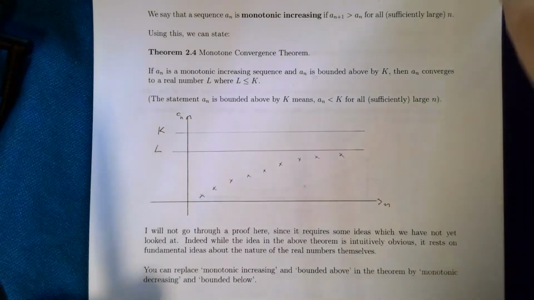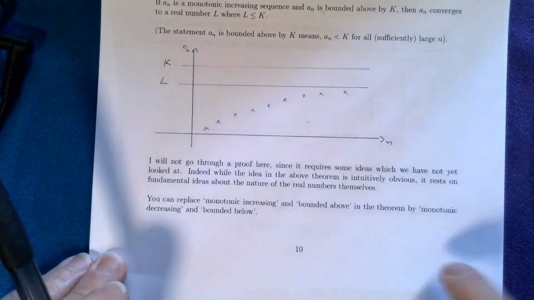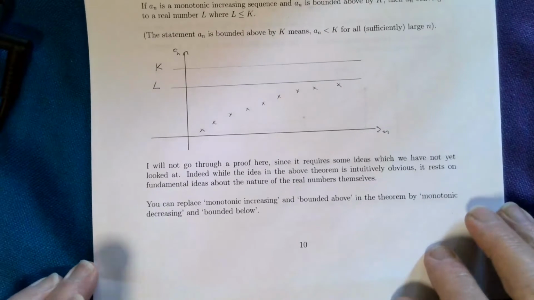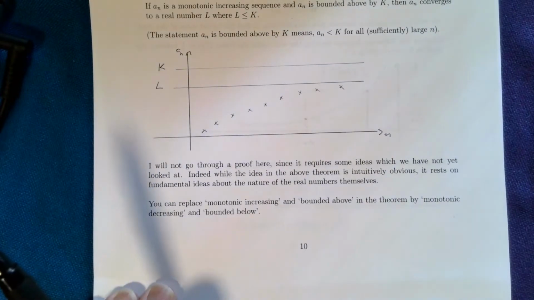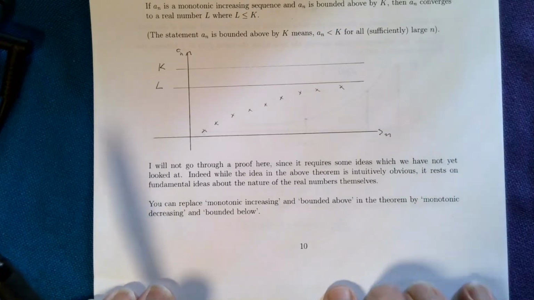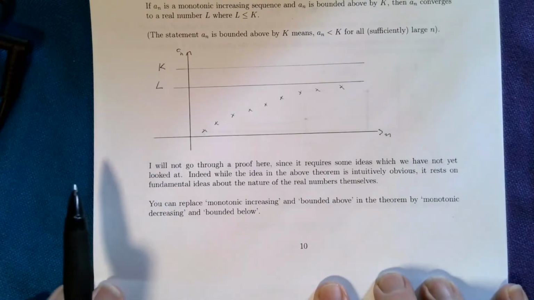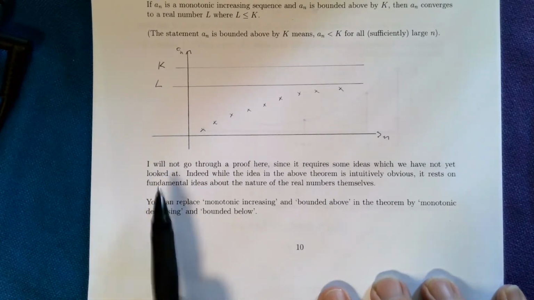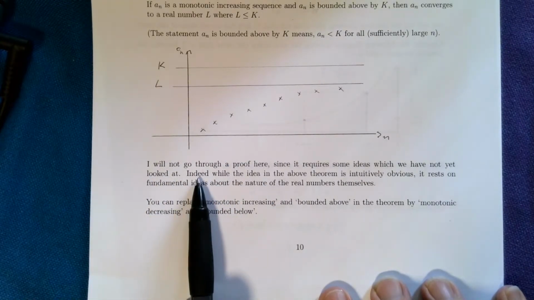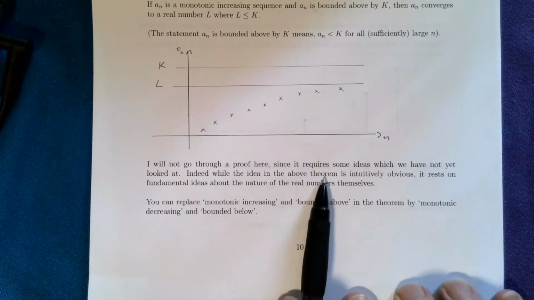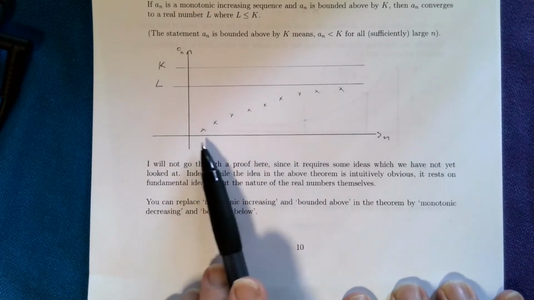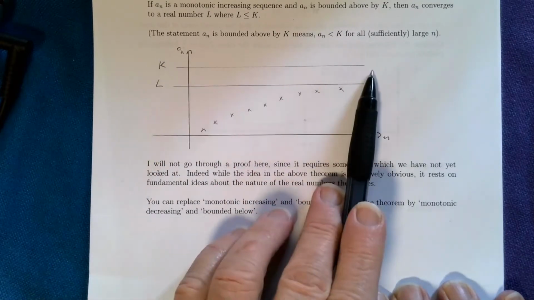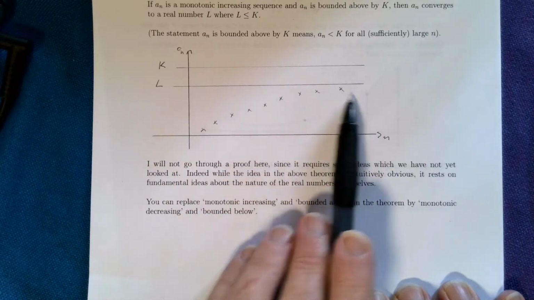Now I'm not going to go through the proof here since it requires some ideas that we haven't looked at yet. Indeed, it requires some ideas involving the fundamental properties of the real numbers, in fact, and so we're not going to do that here. While the idea in the above theorem is sort of obvious, if it's continually increasing and it can't get past somewhere, then it's going to have to settle down to some limit L.